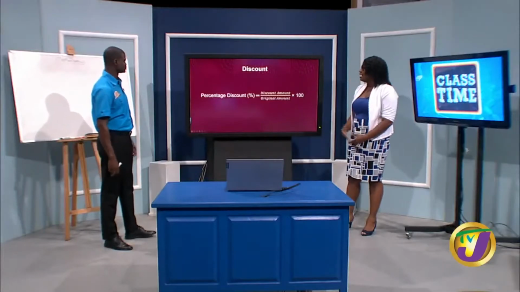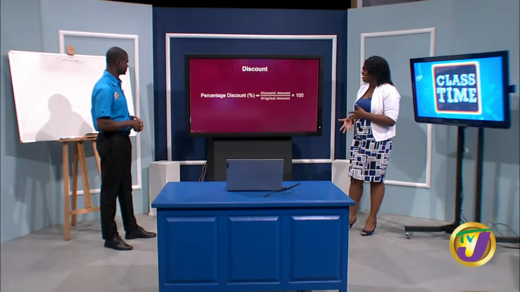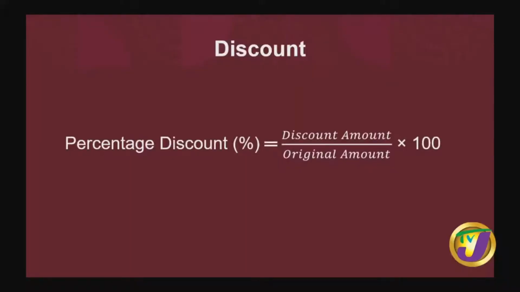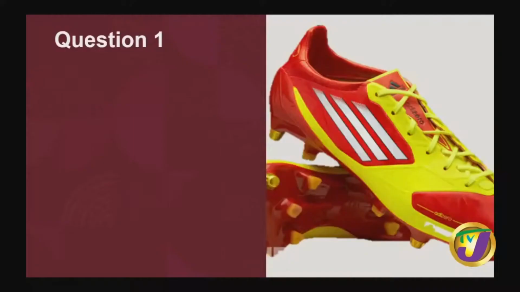All right, so if we're calculating the percentage discount, it would be the discounted amount divided by the original amount multiplied by 100. Definitely. All right, so let's go into a little activity that talks about how we carry out some of this. So question 1. Ooh, football shoes. Seems as if you're a football fan. Yeah, man, I'm excited. So let's see what's happening here.